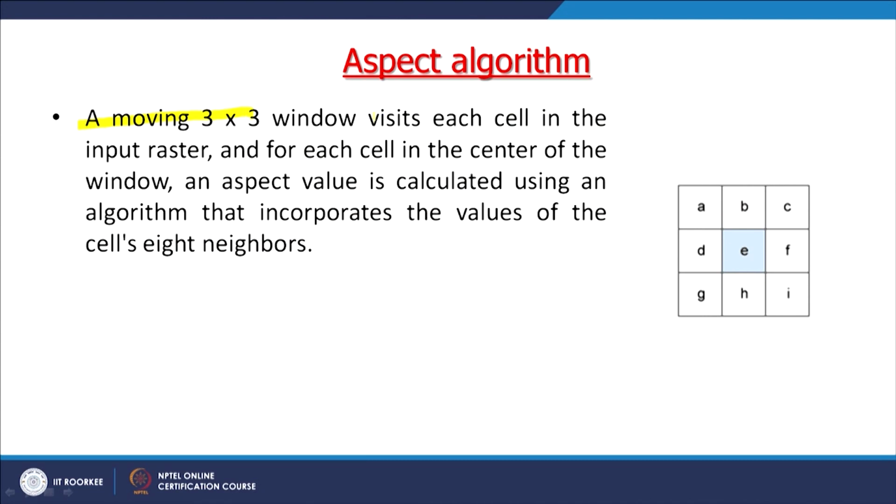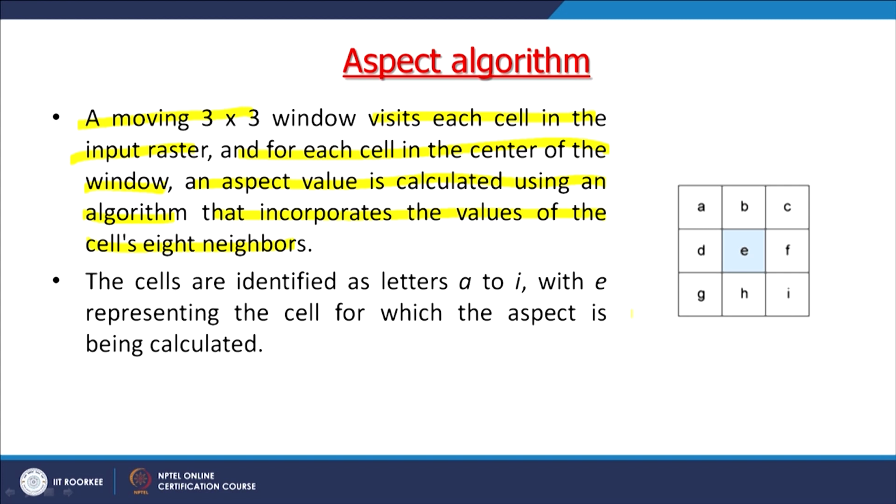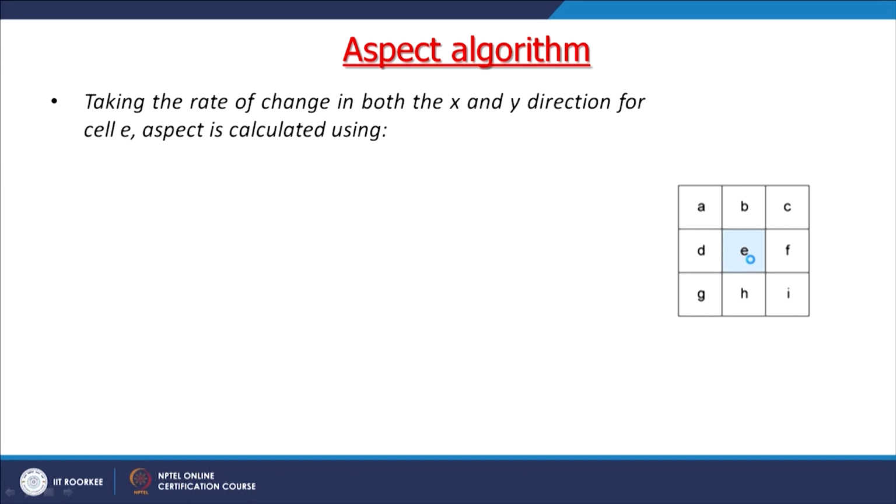Now, like when we have been discussing the slope, similarly here also in case of aspect, the moving window 3 by 3 kernel visits each cell in the input raster, and for each cell in the center of the window an aspect value is calculated using an algorithm that incorporates the values of the cell's 8 neighbors. So, all 8 neighbors are searched and then the value is assigned. Now, the cells are identified here for our simplicity as A to I, with E representing the center cell for which the aspect has to be calculated.